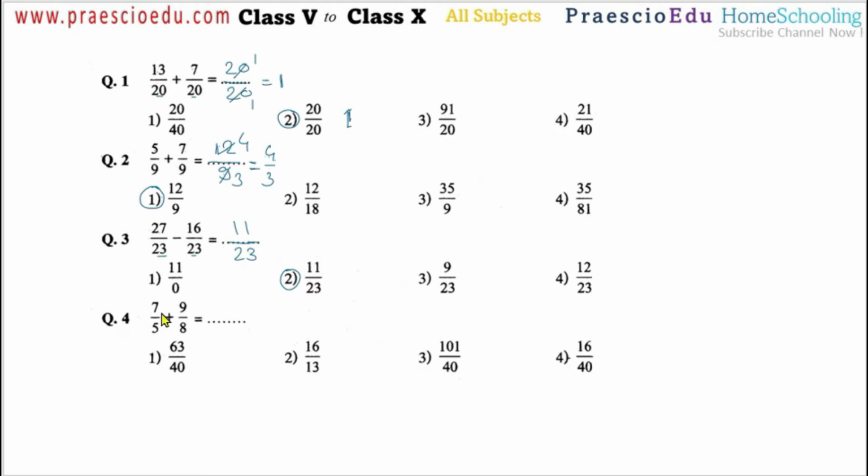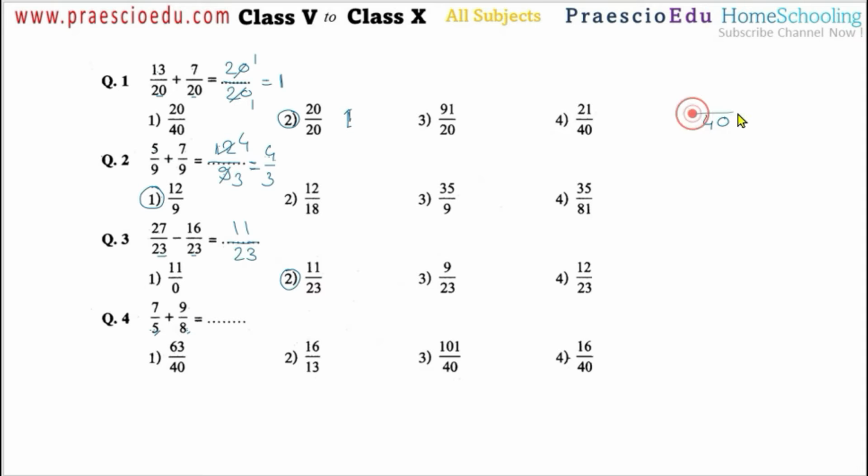Now question number 4, 7 upon 5 plus 9 upon 8. Here the denominators are different, and the numerators are also different, so these are not like fractions. We have to make them like fractions. 5 is a prime number and 8 is a consecutive number, so we directly multiply 5 by 8, which is 40.